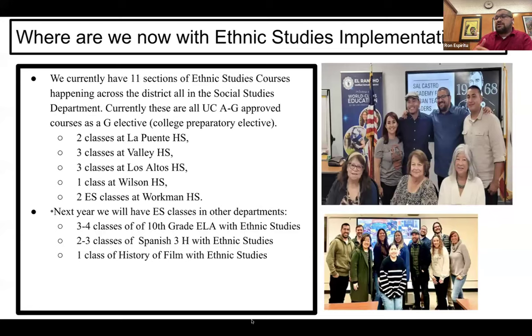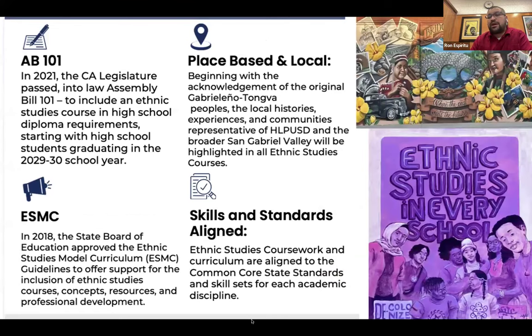This year, we grew those courses to 11 sections. So we have 11 current sections at all high schools, including Valley. And next year, we're currently working on an ELA 10 with Ethnic Studies course, a Spanish 3 honors with Ethnic Studies course, and a History of Film with Ethnic Studies course. So those will be piloted next year as we prepare for the 25-26 rollout.